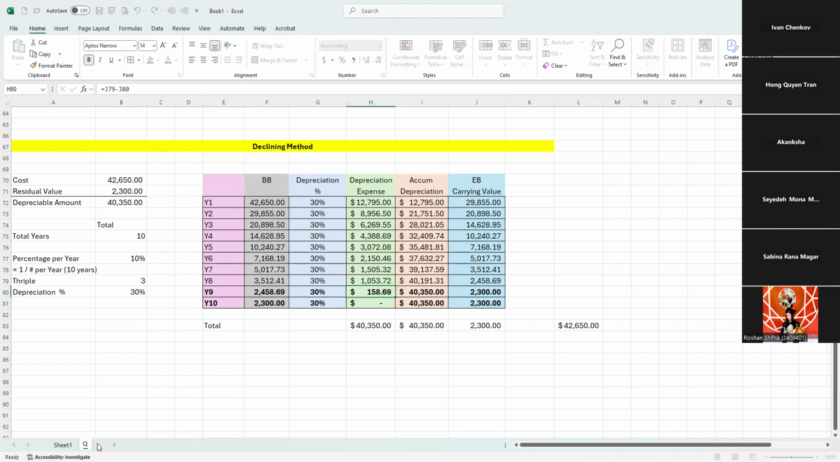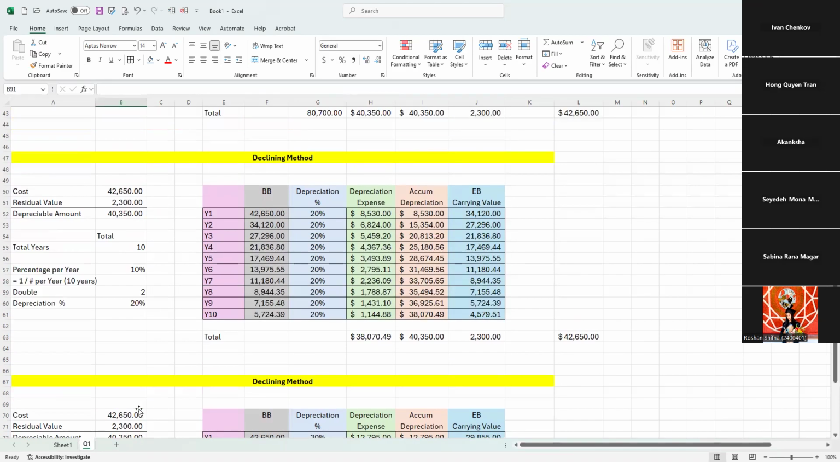Professor, from the declining method, the table above, this one, yes. After 10 years, the annual balance is over 4,000, not like 2,300. So no, we don't have to adjust it. We don't have to do anything. If it doesn't reach the depreciation, that's fine. Totally fine. The question is don't go above. You can stay below. That's fine.